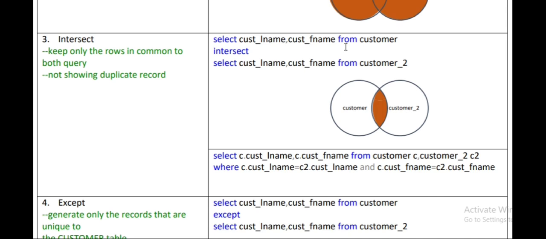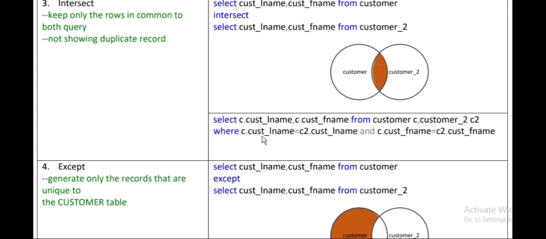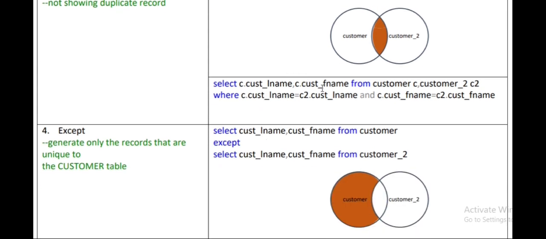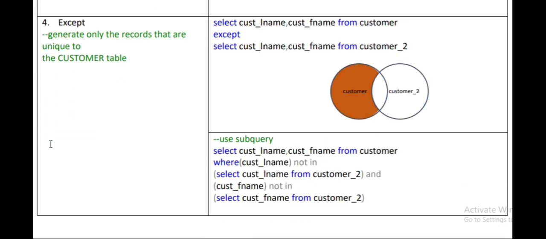Number 4, except: generate only the records that are unique to the customer table. Select cust_lname, cust_fname from customer except select cust_lname, cust_fname from customer2. This is like a left join, and this will show only the part exclusive to the customer table, not common to both.